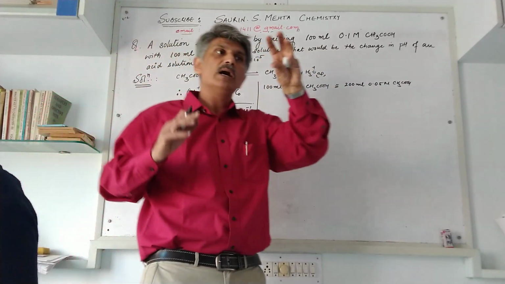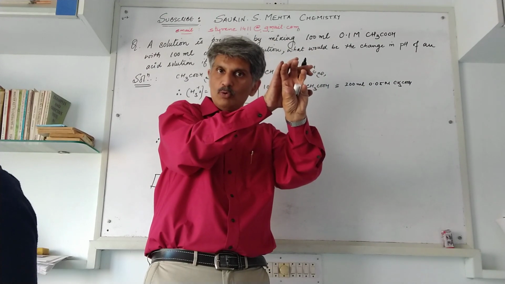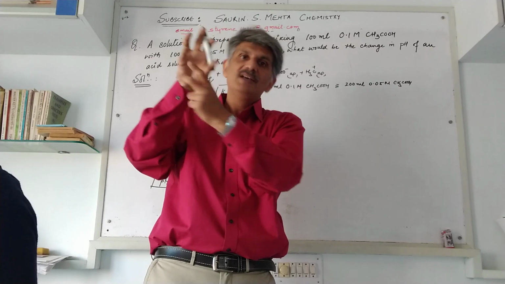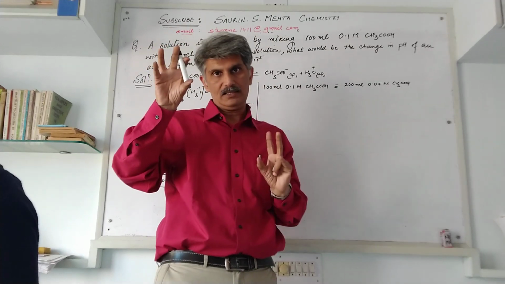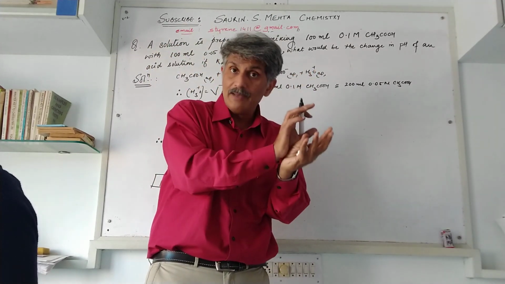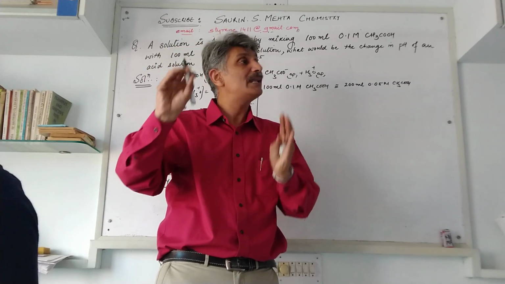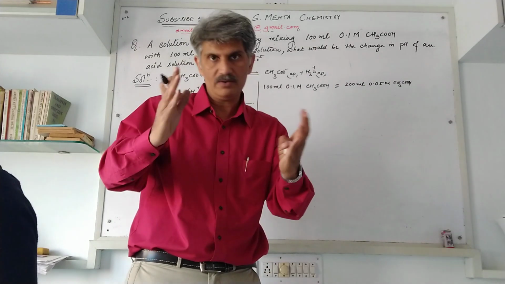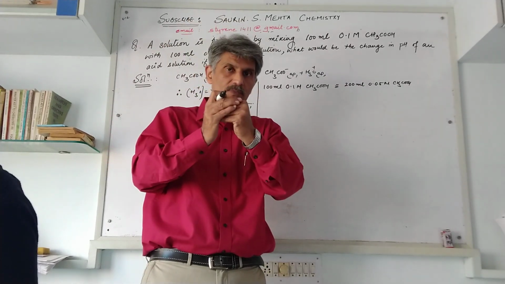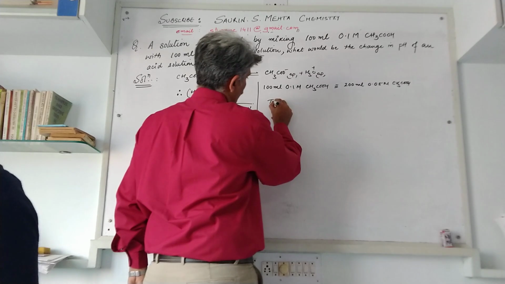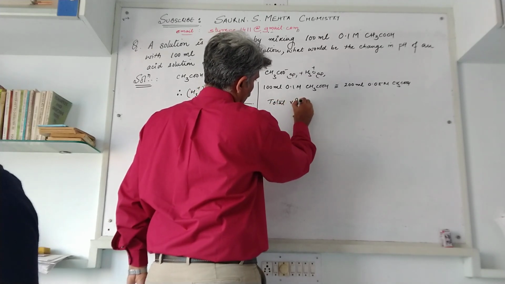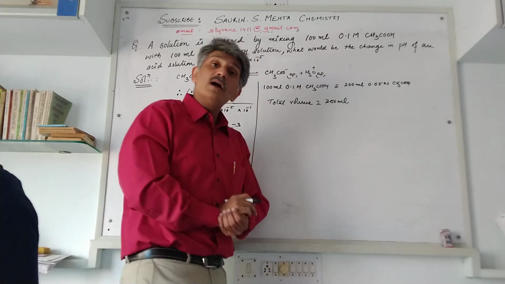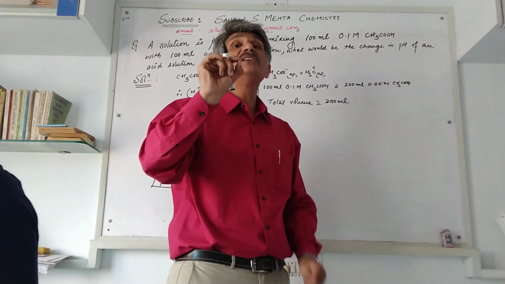So what will happen? 100 ml 0.05 molar NaOH will get neutralized by 100 ml 0.05 molar acetic acid. That means 100 ml 0.05 molar acetic acid will remain unreacted. Now what is the total volume? The total volume is 200 ml. And unreacted acid is 0.05 molar.